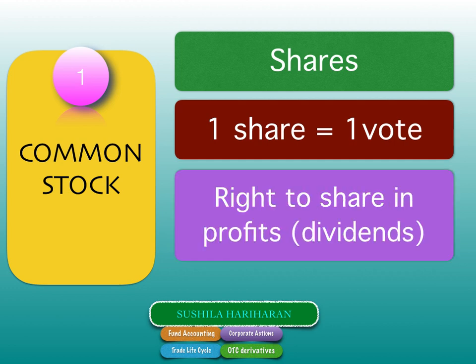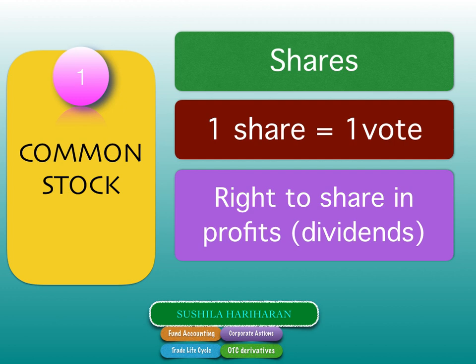The common stock shareholder has a right to share in the profits. In the case of equities, that is called dividends. So be careful about the term that I'm using over here. I'm calling it right to share. That means if the company makes a profit and if the company decides to give dividends, then you will get a right to profits. That's the meaning of common stock.